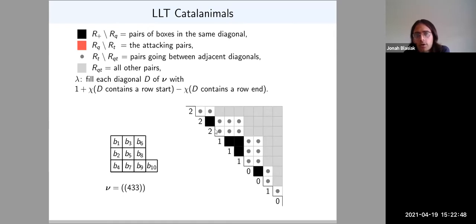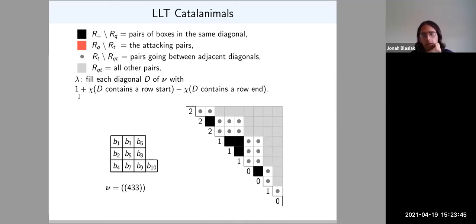Now these black squares indicate the Q non-roots, and this is like parabolic blocks whose sizes correspond to the diagonal lengths of this shape: 1, 2, 3, 2, 1, 1. That's what these black squares cut out here. The next thing to pay attention to: there are no attacking pairs in this example, so ignore that. In other words, R_Q equals R_T in this example. Then these gray dots stand for the T ideal less the QT ideal, and these are the glue between adjacent diagonals. For example, these 6 gray dots correspond to the 6 pairs of B2 and B3 going to any of the 3 boxes on the next diagonal.